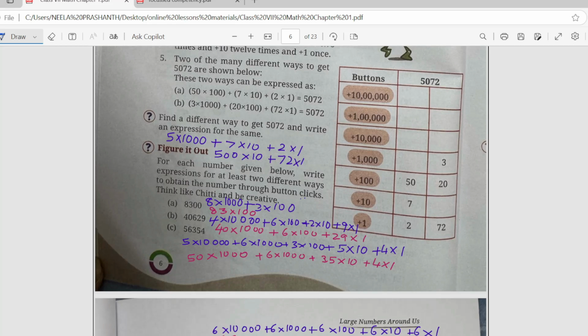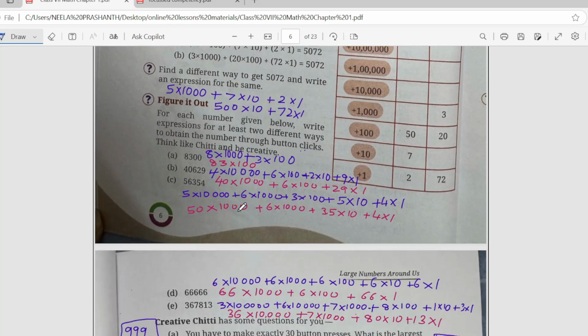Here I have shown it in another way. This also is possible. The normal way which you have learnt in lower classes is according to the place value. So if 5 is in the thousands place, you have written 5 into 1000. 7 is in the tens place, so you have written 7 into 10. And 2 is in the ones place, the units digit, so it is written 2 into 1. This is the normal way which you have done. But here we have seen that it can be written in different ways.